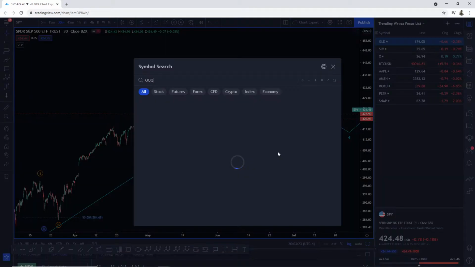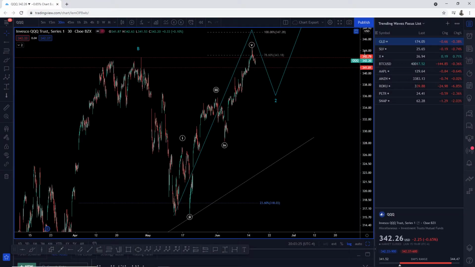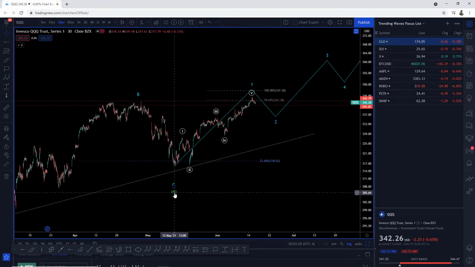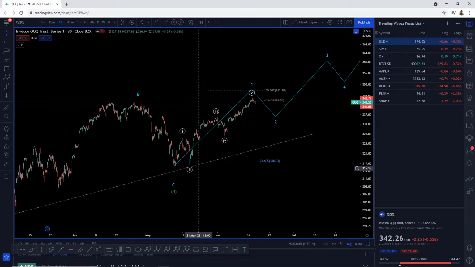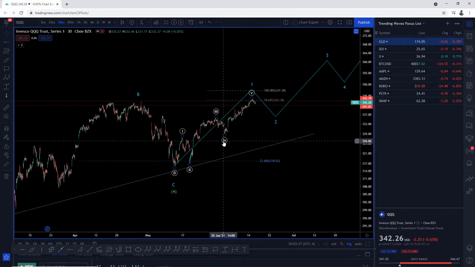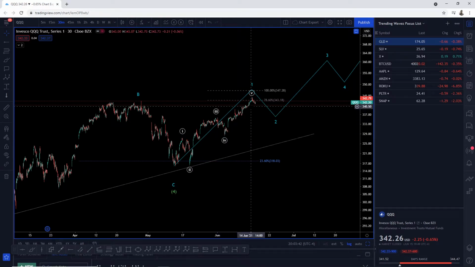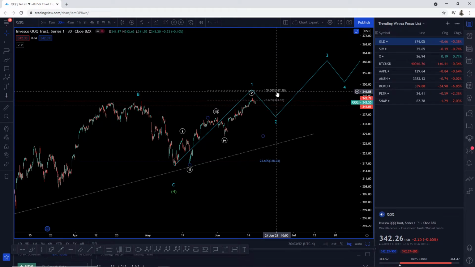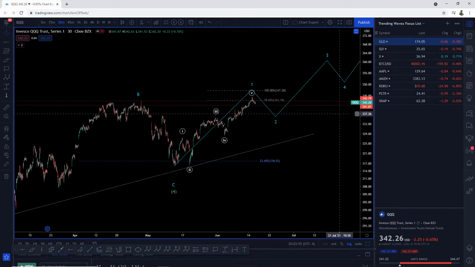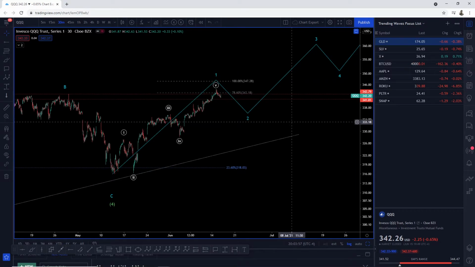Taking it over to the Qs. The Qs, similar situation. The intermediate degree wave 4 bottomed out here on May the 12th. We go up in 1, a 3-wave pullback into the wave 2, wave 3, wave 4. As you see here, there is no overlap, so that's valid. And now we're up in the wave 5 to complete minor degree wave 1. So this structure came into completion between the 78.6 and the 100% retracement at 347 and 343. These are levels to keep on watch for tomorrow.